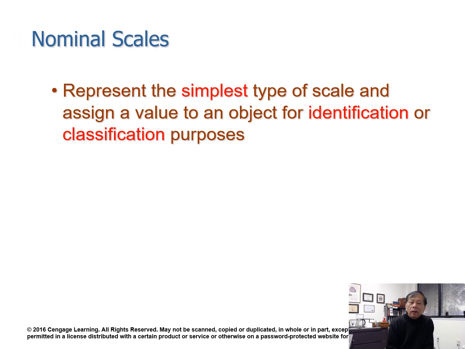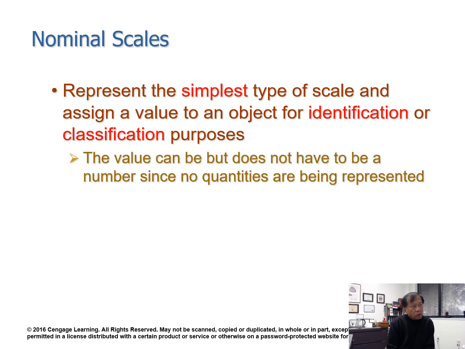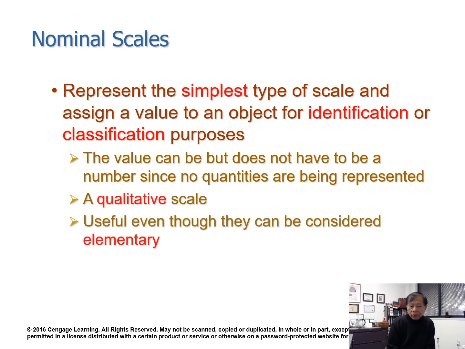What's nominal? Nominal basically represents the simplest type of scale and assigns a value to an object for identification or classification purposes. Basically it just gives it an ID, a name, or a classification, put into a class. The value can be, but does not have to be, a number, since no quantities are being represented. You can use 1, 2, 3 to identify that, or you can use A, B, C. It's a qualitative scale, useful even though it can be considered elementary.